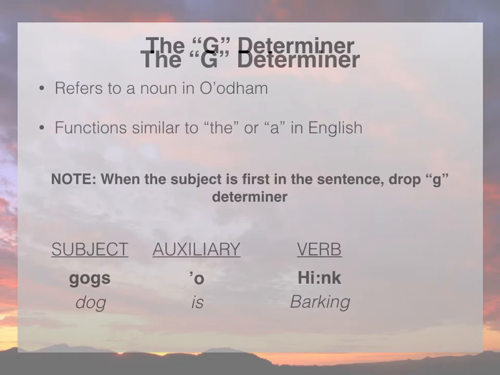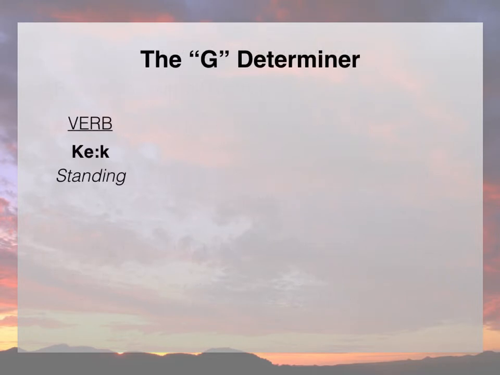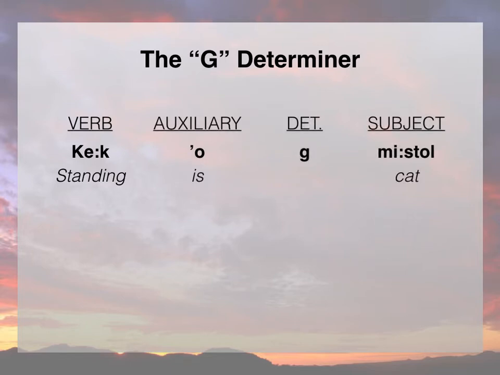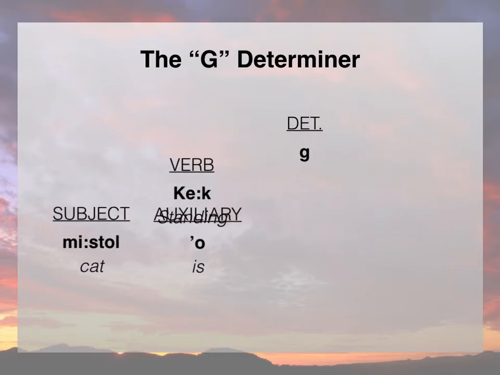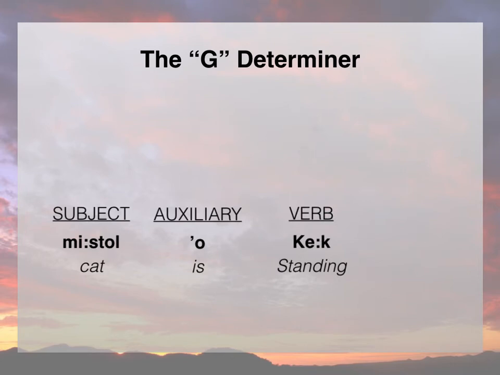Let's look at a couple more examples with this. Kuk o uk mister. Kuk ok mister. The cat is standing. Again, if we move the subject to the first position and move the auxiliary and verb down, the determiner drops out. Mister o kuk. Same sentence, just the determiner is dropped out when the subject is in the beginning.